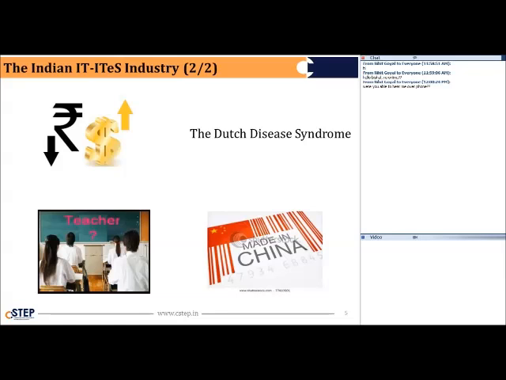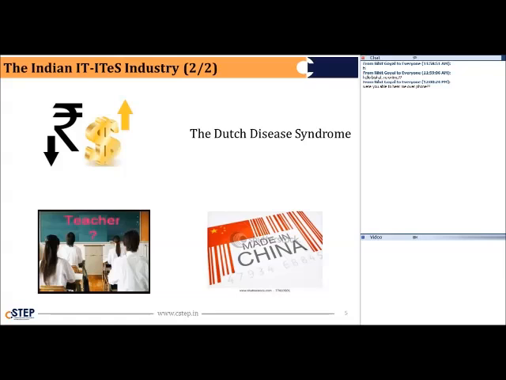The second thing that can happen, and possibly did happen as a result of this policy, is what is known as the Dutch disease syndrome. This is basically a phenomenon by which the growth in one industry seems to reduce the relative competitiveness of other industries. So if exports from the software industry increase, as a result, the value of the rupee appreciates, which means that other industries which are export-oriented in nature find it tougher to compete in the global market because of the increased competitiveness of the Indian economy as a whole.